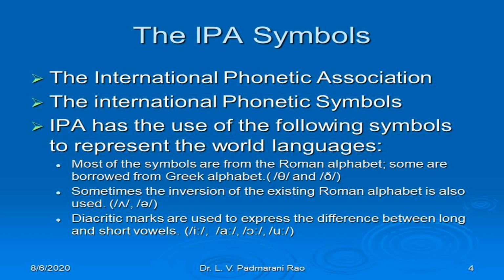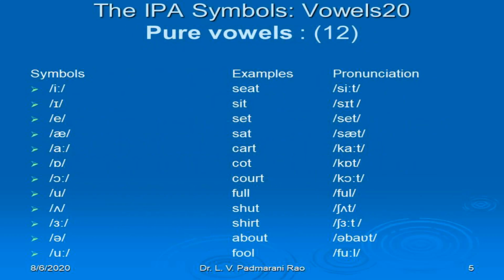Let us now get ourselves acquainted with the IPA symbols of the English language. As we said, the English language has got 20 vowels and 24 consonants, altogether making 44 sounds with correspondence to the 26 letters that you have in the English alphabet. Let us now get ourselves acquainted with these sounds. On the extreme left side, I have given you the symbols. I want you to understand these symbols and keep them in your mind.